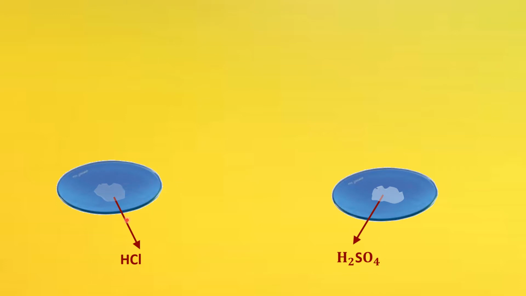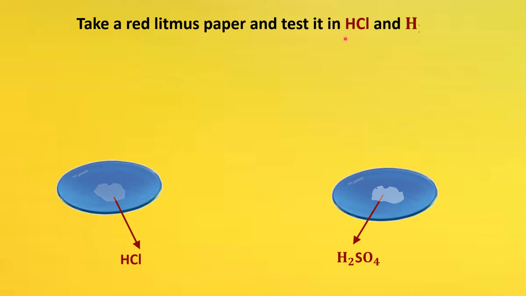So we have taken dilute HCl into one of the watch glasses and dilute H2SO4 into the other one. Now we'll test these two dilute solutions with red litmus paper. While testing with this litmus paper, observe the changes, because at the end of this activity we have to make a note of our observations. So now we'll test red litmus paper in dilute HCl as well as dilute H2SO4.